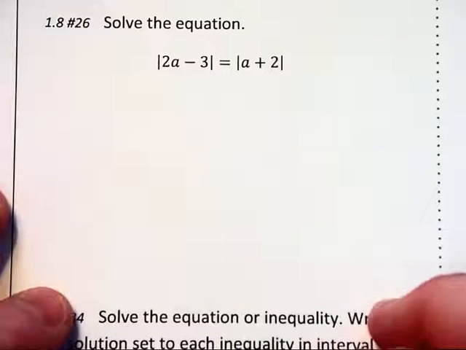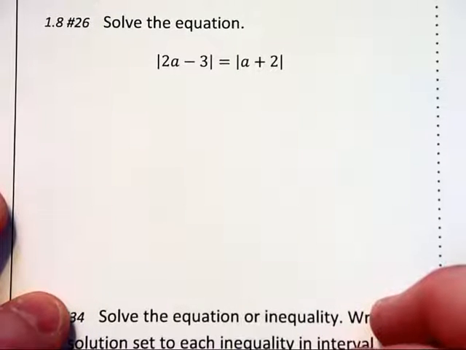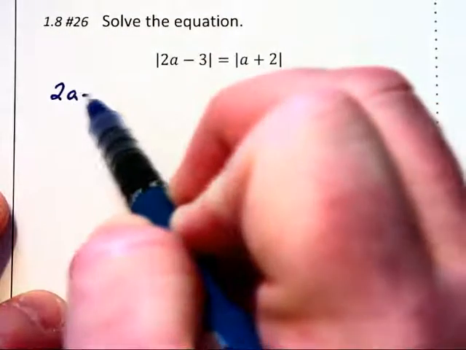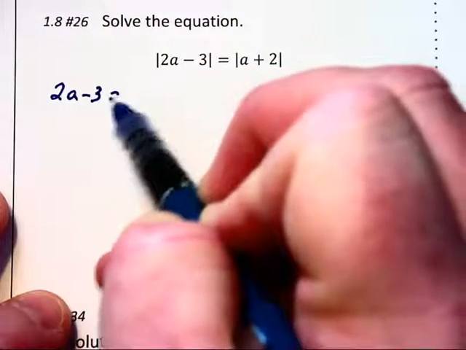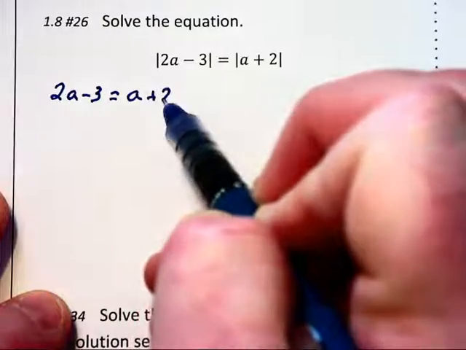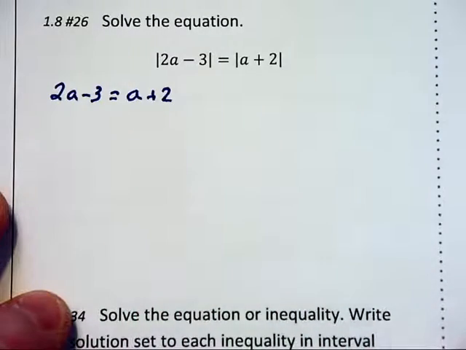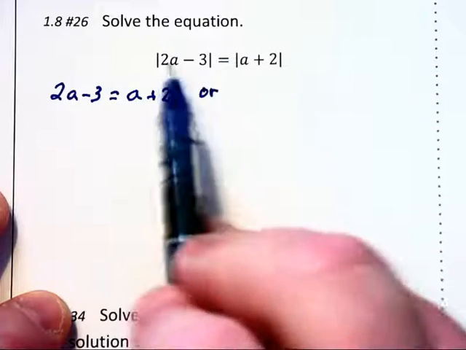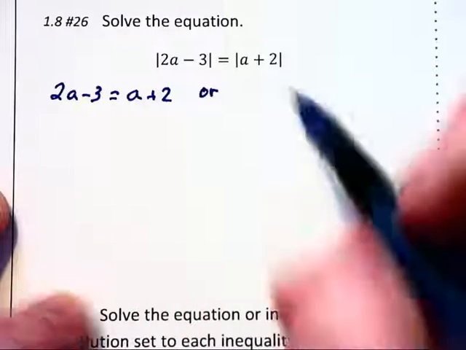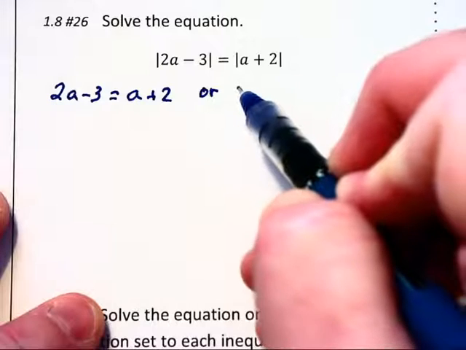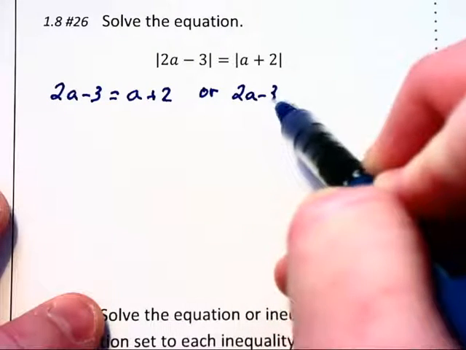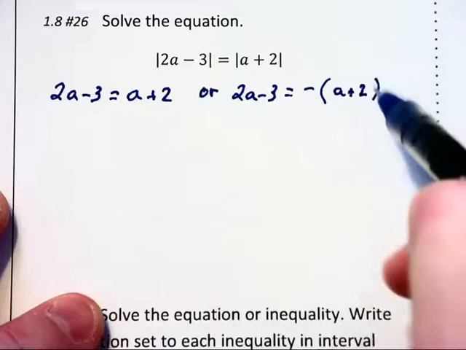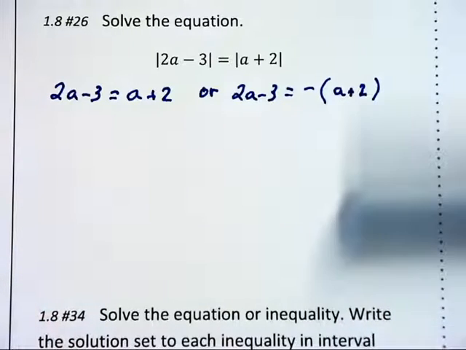In this next problem, we have absolute values on each side of the equation. We're going to take the left side, 2a minus 3, and set it equal to a plus 2, as if there were no absolute values. But we will also take into account the possibility that what is inside each absolute value is opposite inside, meaning 2a minus 3 is the opposite of a plus 2. We'll now solve these two equations.